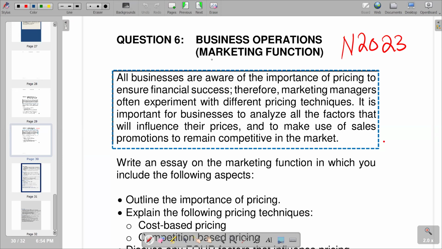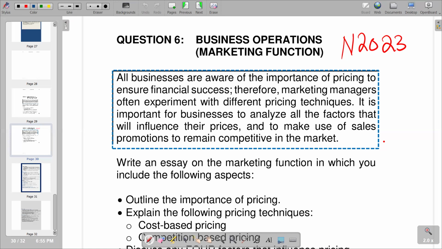We are given information before we have the question for the essay. The information reads: all businesses are aware of the importance of pricing to ensure financial success. Therefore, marketing managers often experiment with different pricing techniques. It is important for businesses to analyze all the factors that will influence their prices and to make use of sales promotions to remain competitive in the market. So this is the information that we are given.